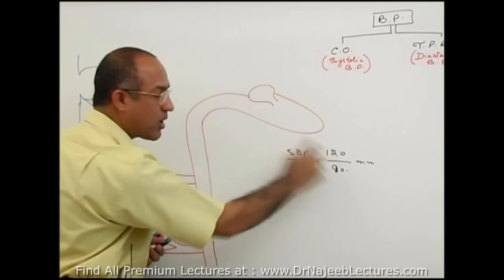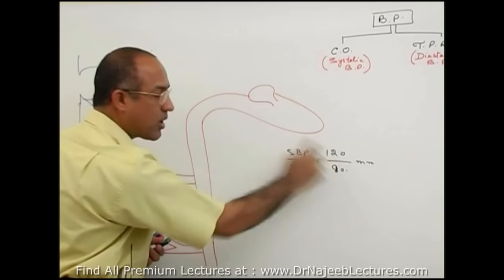Then venous return depends on one more factor. That is the total blood volume. If your body has more total body fluids, or total blood volume is more, then of course venous return will be more, end diastolic volume will be more, stroke volume will be more, and cardiac output will be more. And eventually what will happen?